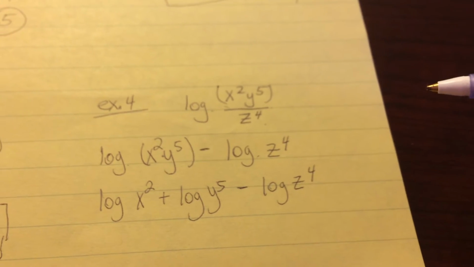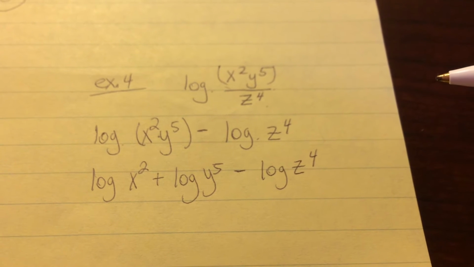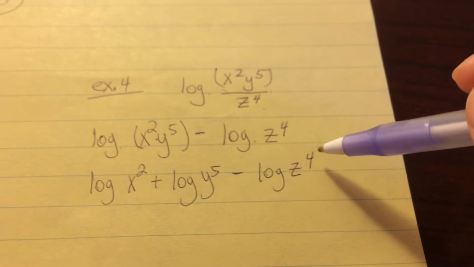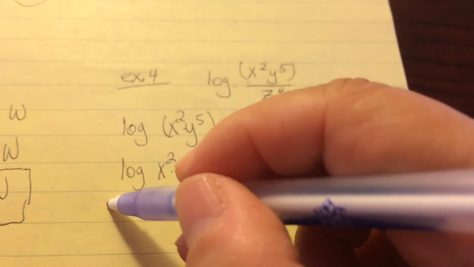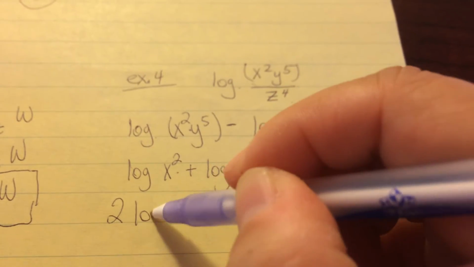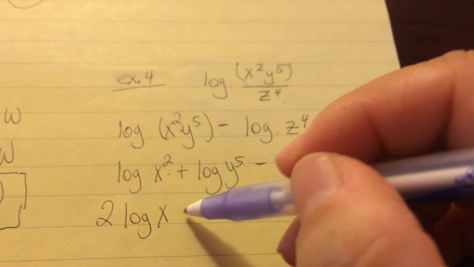Okay? And again, we're looking for the most simplified form as much as possible. So we have powers on each one of these guys right here. So we can pull it up to the front. So we should have then 2 log base 10 x, right?